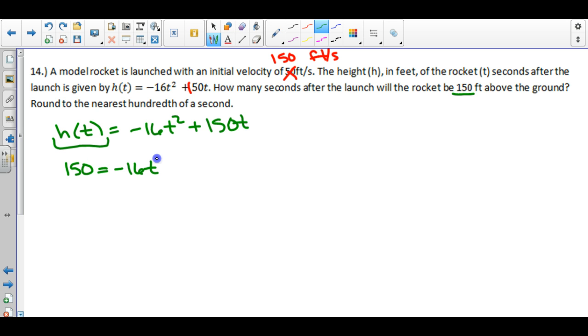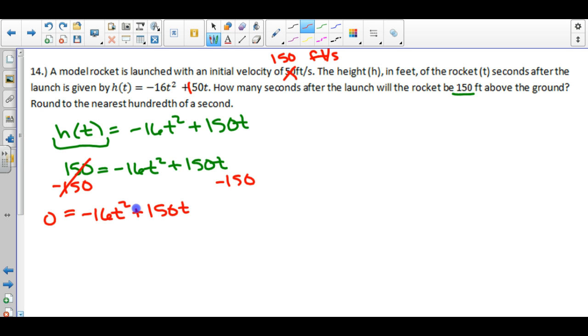And like I said, we're technically solving for t, which we're going to end up using the quadratic formula for this. So in order to use the quadratic formula, you're going to need to bring this 150 to the other side first. So I get 0 equals negative 16t squared plus 150t minus 150. And from here, you're going to identify your A, B, and C values. So A is negative 16, B is 150, and C is negative 150.